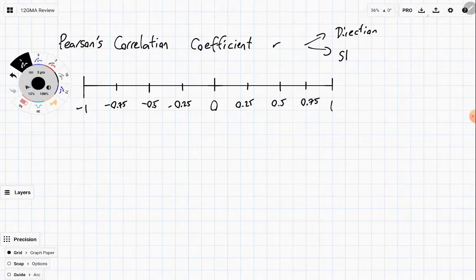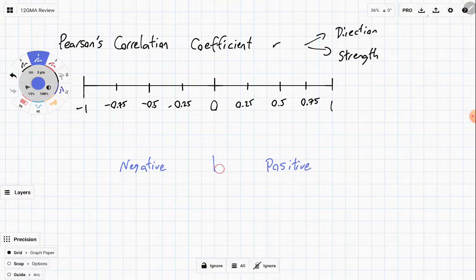So if it's on the negative side, that means that it has negative direction. If it's on the positive side, it means that it has positive direction. If it's somewhere near 0, though, that's when we would say it has no correlation or no association. Okay, so these are kind of vague barriers, but if it's positive, it's positive. If it's negative, it's negative, and if it's near 0, it's no correlation. So that's the breakdown for the direction.